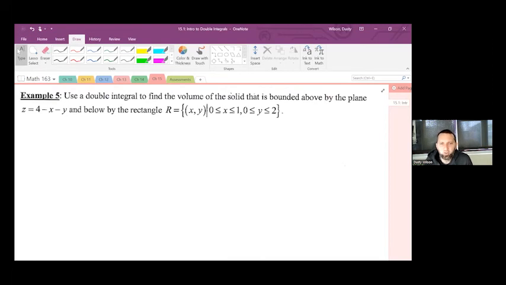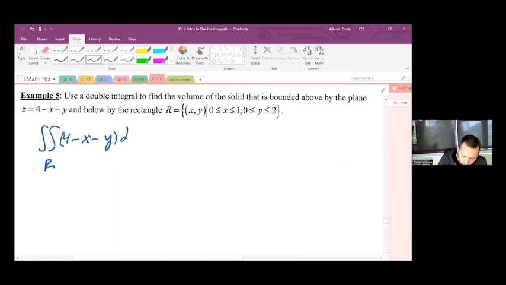Example 5. Use a double integral to find the volume of the solid that is bounded above by the plane z equals 4 minus x minus y, and below by the rectangle R, which is the set of all x, y's, where 0 is less than or equal to x is less than or equal to 1, and 0 is less than or equal to y is less than or equal to 2. So we're saying we want to find the double integral across R of 4 minus x minus y dA, and we could write this as an iterated integral. We can choose our order. As we learned earlier, it might be easier one way or the other, but we don't know that yet.